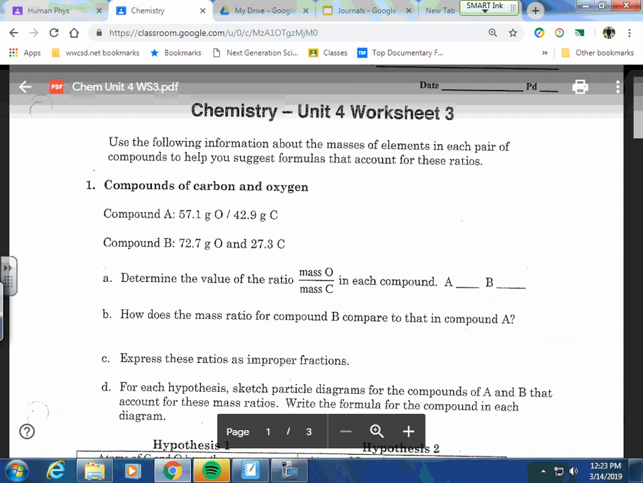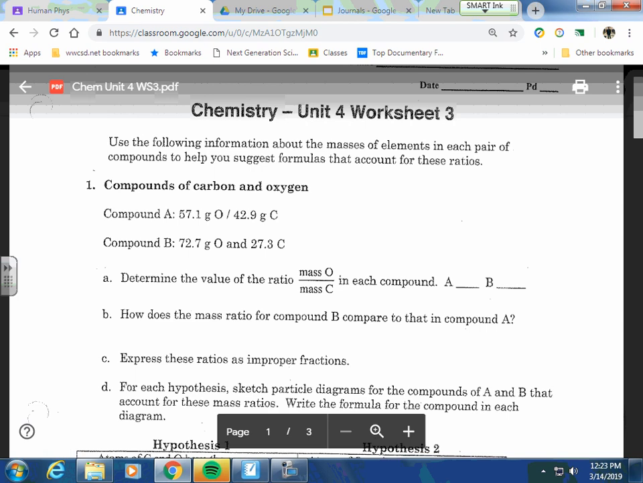All right, chemistry, Unit 4, Worksheet 3. We finished the notes yesterday talking about relative masses of atoms. So maybe all these atoms don't have the same mass. Let's check this worksheet out. It says use the following information about the masses of elements in each pair of compounds to help you suggest formulas that account for these ratios.